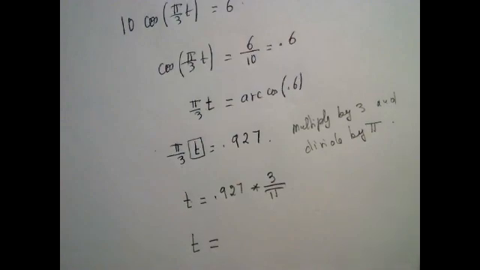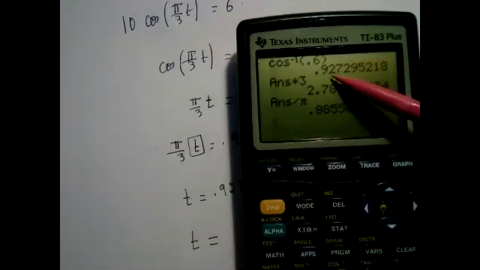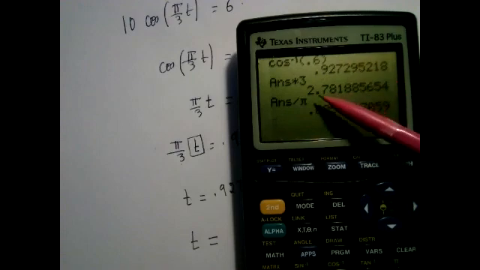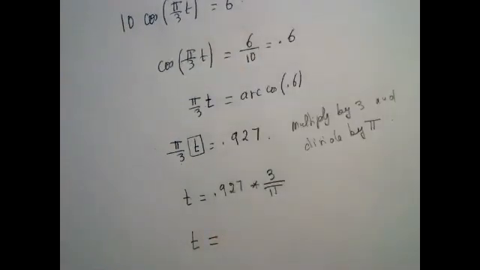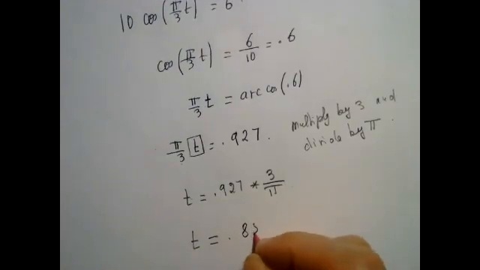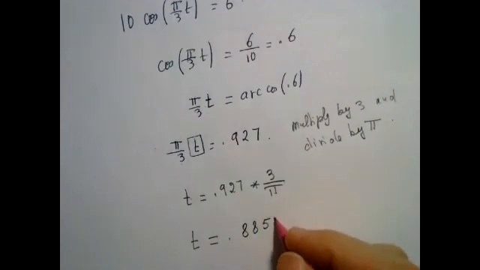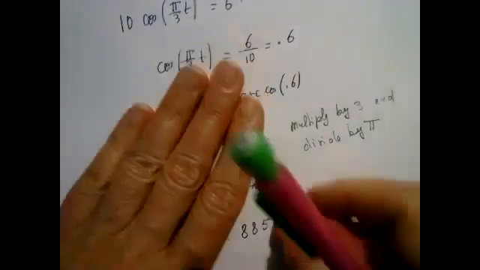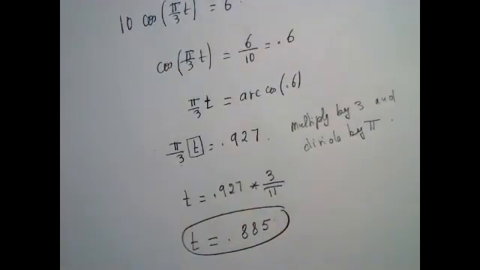Anybody else, how much are you getting? Oh boy. Okay, 0.8855. And that's exactly what I am getting. So that's 0.927, that's the inverse cosine. I multiplied it by 3, I divided it by pi, 0.8850. And that's what the answer should be. Actually, let us do it at 3 decimal places. We're fine. So for all of you who did it, I hope you found your mistake.